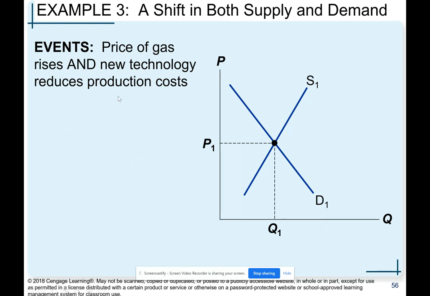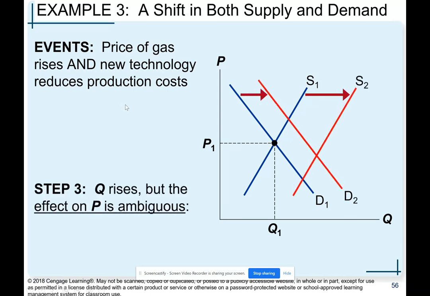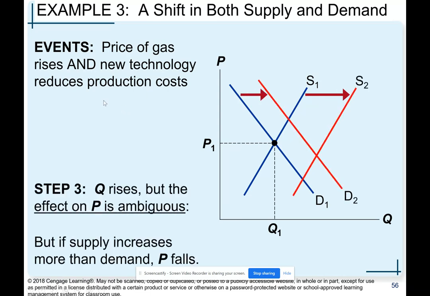Another event: the price of gas rises and new technology reduces production cost. Step 3, quantity rises, but the effect on price is ambiguous. But if supply increases more than demand, price will fall.